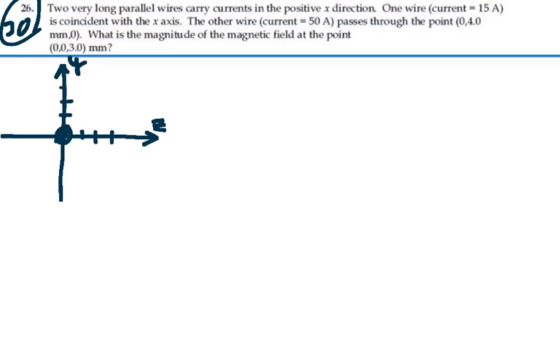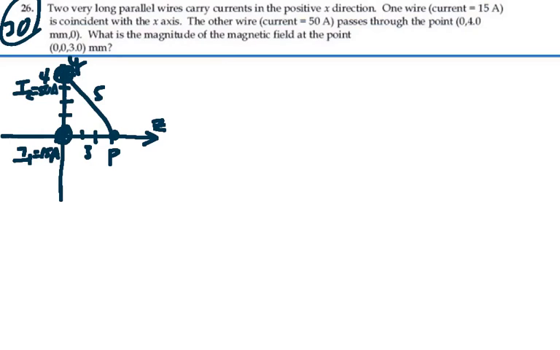and then another current that's going into the page at y equal 4 millimeters. So this point that we're considering is at z equal to 3 millimeters, and hence it's going to be 5 millimeters away from this second wire. So we have I1 equal to 15 amps and I2 equal to 50 amps. Sounds good?